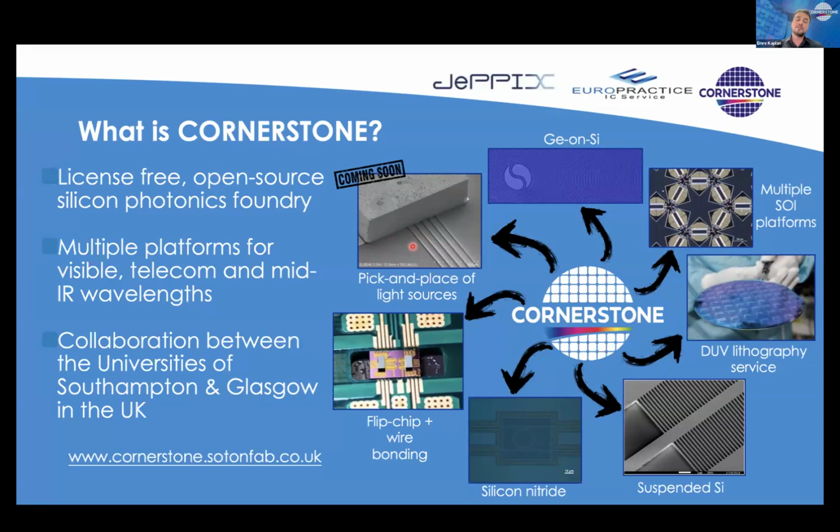Another service that we are currently working on launching is flip chip and wire bonding. If you need to go to really higher speed modulation, then you need to bring photonic and electronic chips close to each other. To do that, the flip chip method is one option, where you can have your electronic IC placed on top of the photonic IC, where you can control them. Of course, you will have wire bonding for the electric connections.